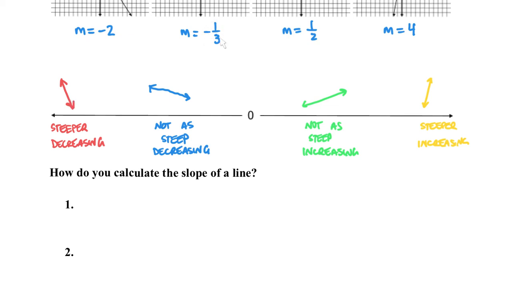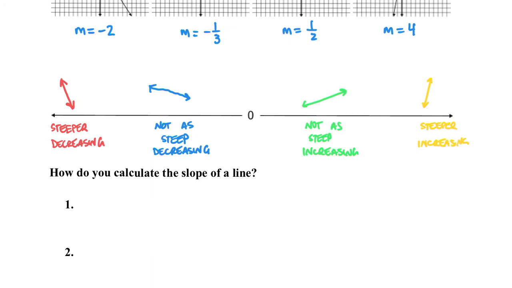Smaller numbers like fractions, so -1/2 or even -1, might be considered not quite as steep. It's kind of flatter, but still decreasing. And then we move past 0 and we have small numbers like 1/2, 1/3, 1. And those are not quite as steep, but increasing. And then as you get big numbers, 2, 3, 4, 5, that would be really steep and increasing. So that's sort of how this works.